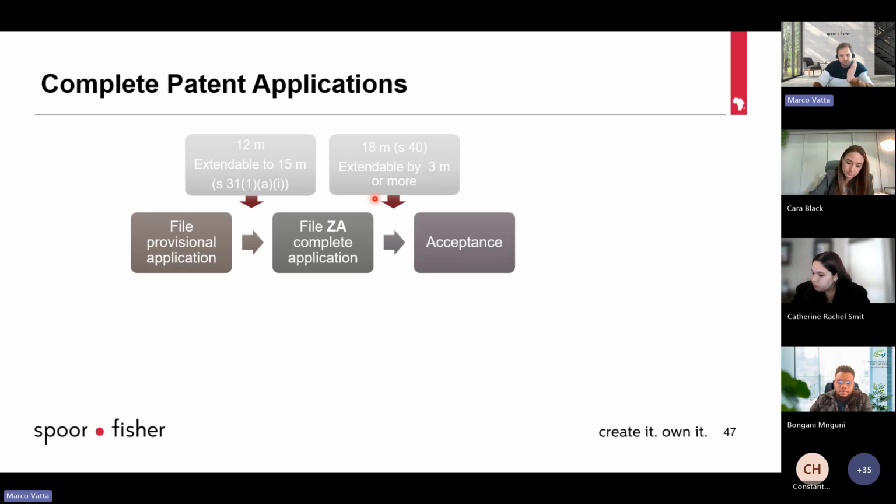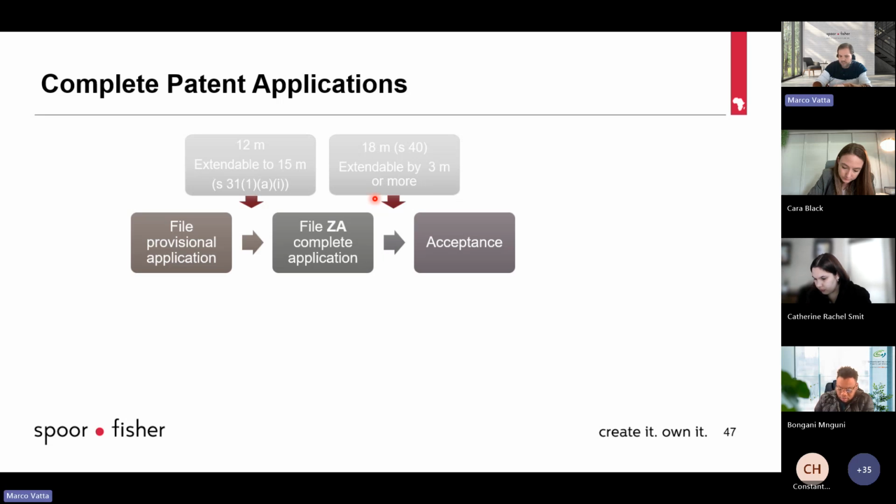Okay, so the prosecution of the application itself in South Africa is relatively straightforward, again, because South Africa is a non-examining jurisdiction at this stage, in terms of the patentability requirements of that invention. So the Patent Office does not conduct a search. They do not check whether that invention meets the novelty or inventiveness or industrially applicable requirements. Only the formalities are examined for the application.